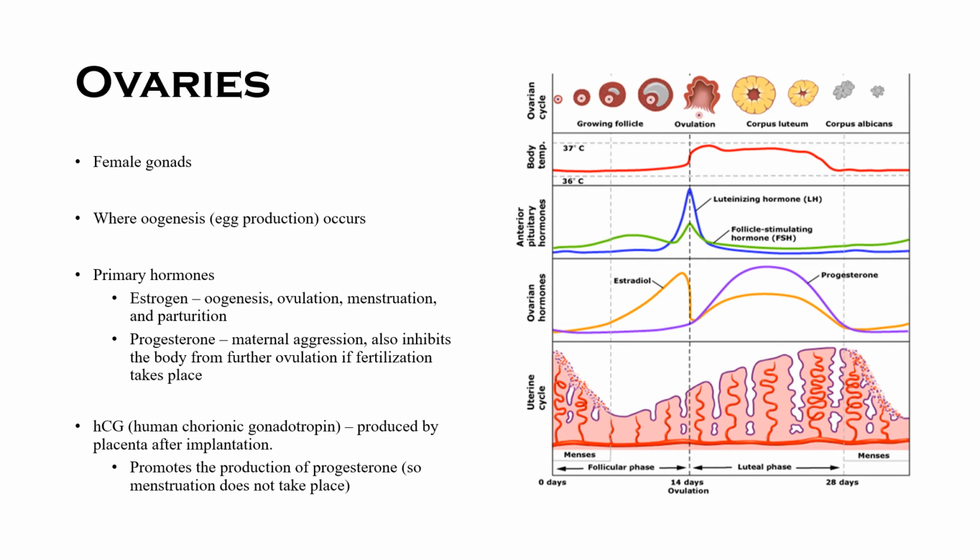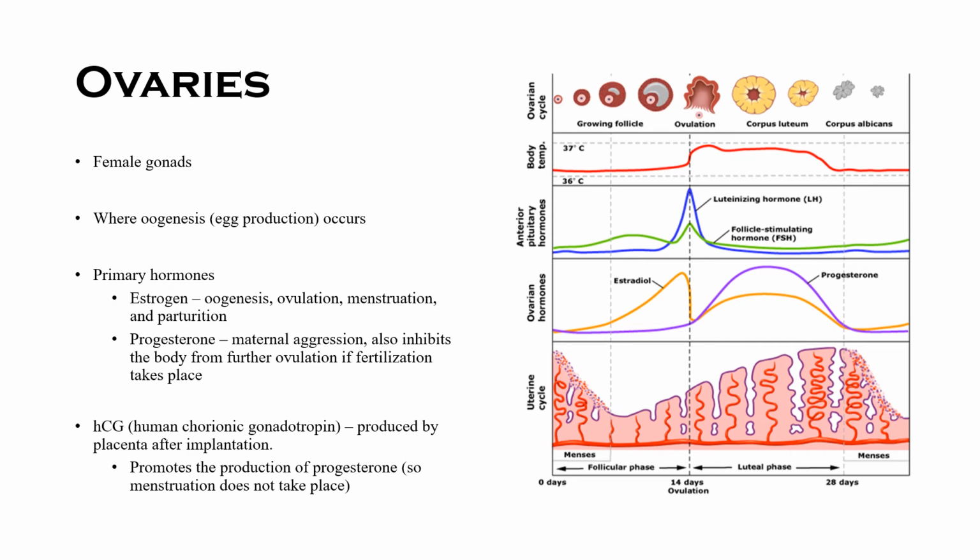Moving on to your ovaries, this is the female gonad. It is where oogenesis or egg production occurs. The primary hormones of the ovary are estrogen and progesterone. Estrogen is, of course, involved in oogenesis, ovulation, menstruation, and parturition being labor or giving birth. Progesterone is involved in several things, one of which is maternal aggression during pregnancy. It also inhibits the body from further ovulation if fertilization happens to take place.